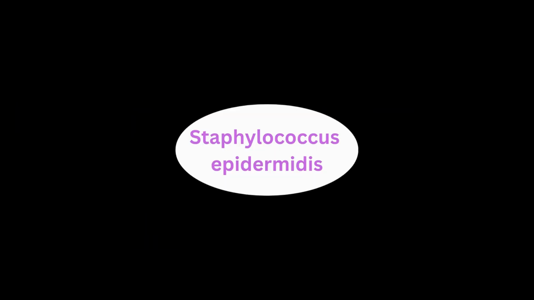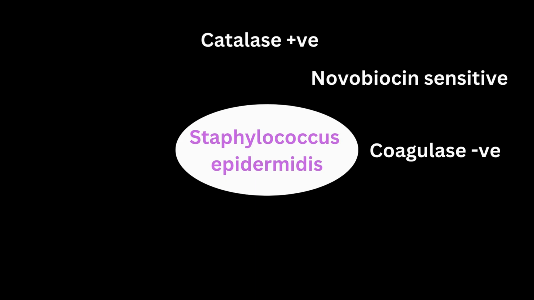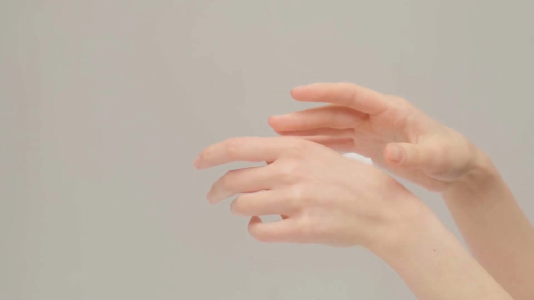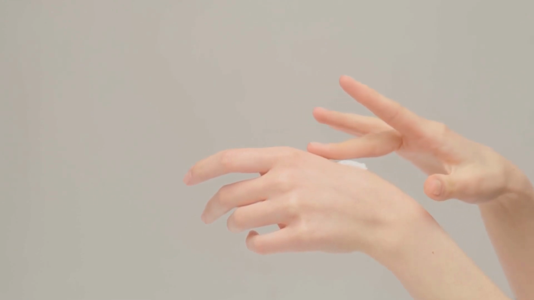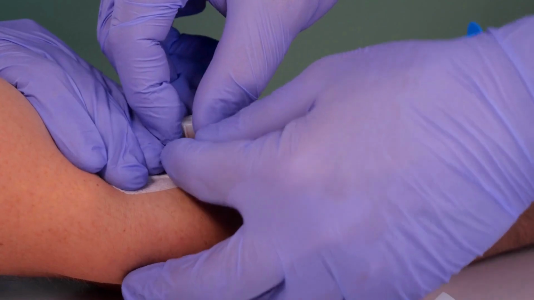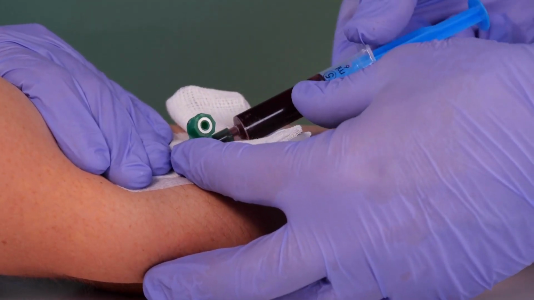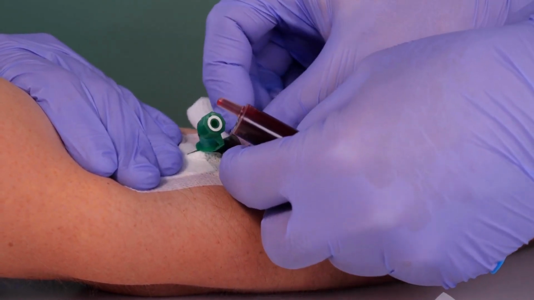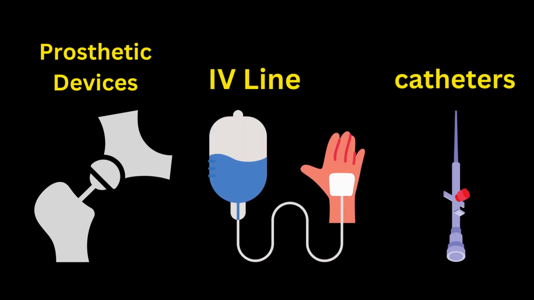Some features of this bacteria are that it's novobiocin sensitive, catalase positive, coagulase negative, urease positive, gram positive, a facultative anaerobe, a non-sporing and non-motile bacteria. It is the most dominant bacteria on the skin. An important point to keep in mind is that it's a common contaminant of blood culture since it is a dominant bacteria of the skin. It also contaminates prosthetic devices, IV lines and catheters.